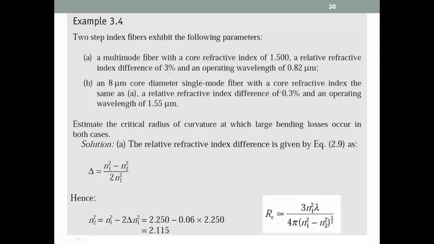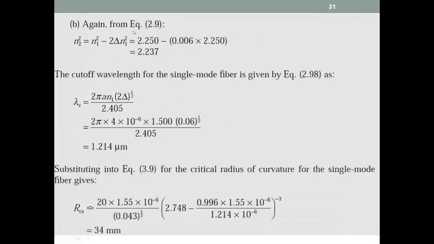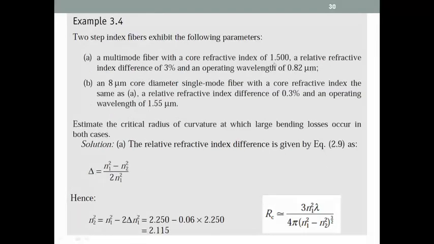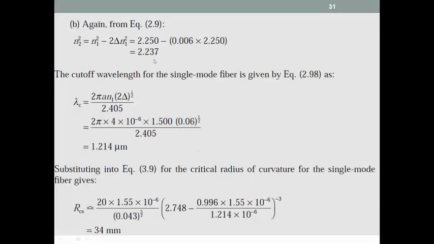Here it was given 3, here it is 0.3. Operating wavelength is different, 1.555 micrometer. So let us calculate again n2 square. Here the n2 is different because the refractive index is not 3%, it is 0.3. So you have to do a small change. So you have one more extra 0 here. So that is what is calculated.